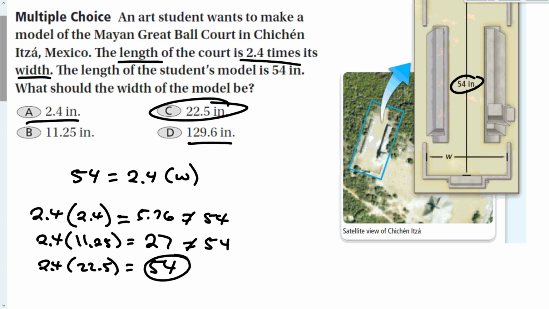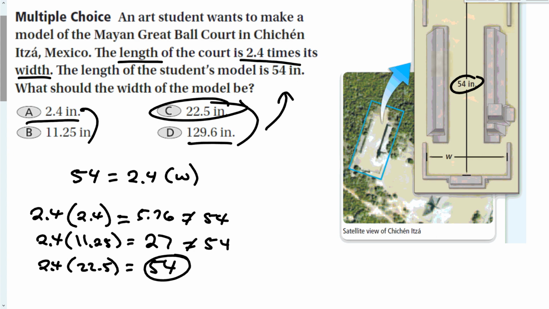And again, we could have solved this with our algebraic tools, but we want to practice a little bit of logic. And in this case, a technique that is called back solving, which is where we use our answers and plug them back into the question and see which one of those works.